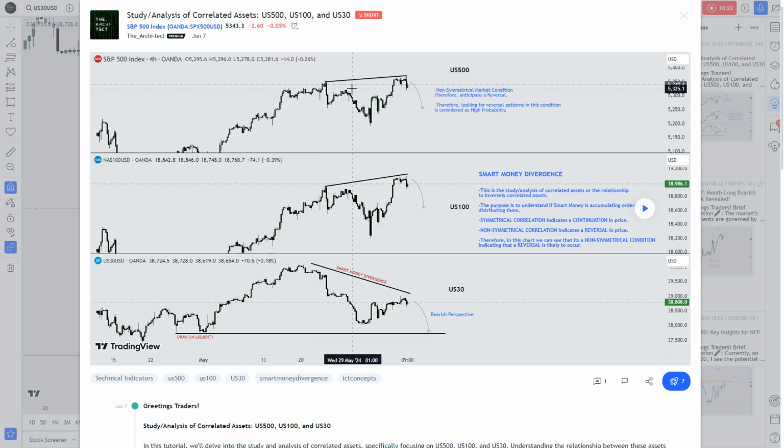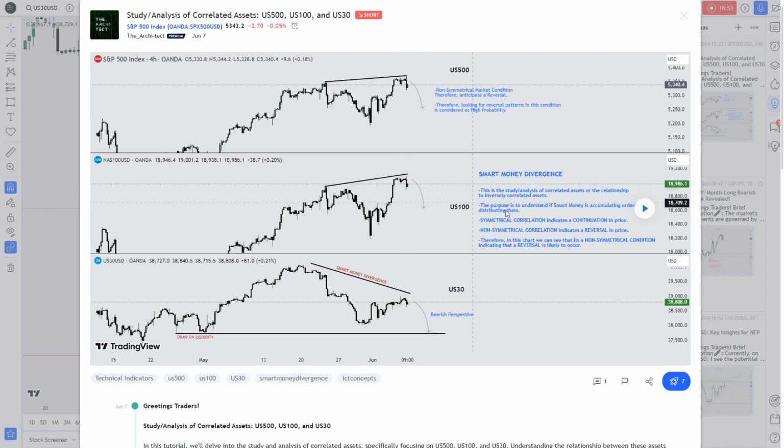So already buy stops were taken here. We anticipated price to continue into internal range liquidity. Now, because of this divergence in price, you already have an idea that you can anticipate a reversal, which makes sense. Now that idea becomes more high probability. Whereas if all of these pairs were exactly the same and US 30 made a higher high, that would be a symmetrical correlation, which would indicate a continuation in price towards the upside, which would essentially mean what?